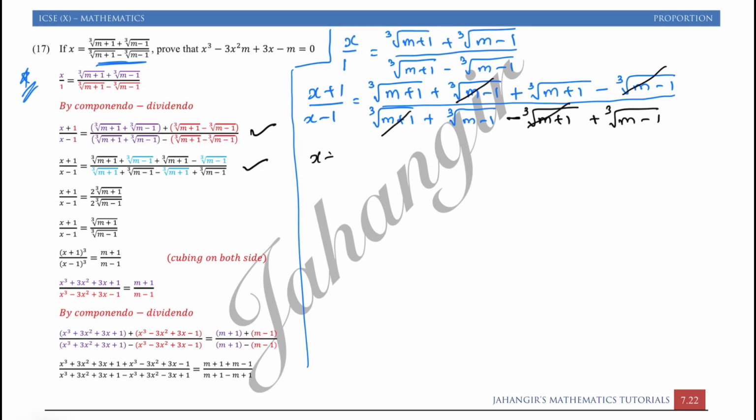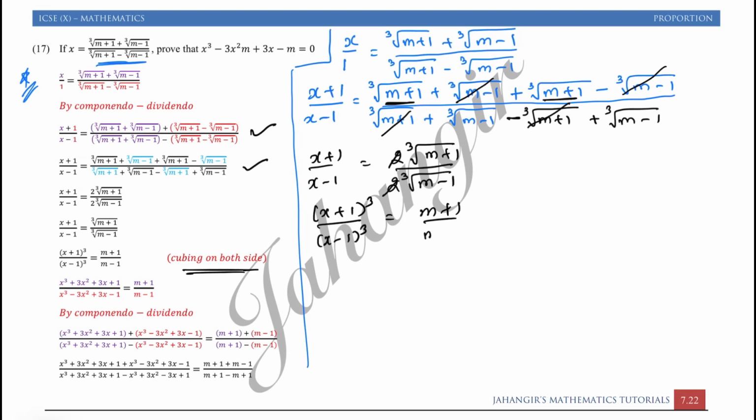So I will get x plus 1 upon x minus 1 is equal to cube root of m plus 1 plus cube root of m plus 1. So 2 cube root of m plus 1 upon 2 cube root of m minus 1. 2 and 2 will get cancelled. Now instead of squaring, we will cube on both sides. Cubing on both sides will give me x plus 1 whole cube upon x minus 1 whole cube is equal to m plus 1 upon m minus 1.